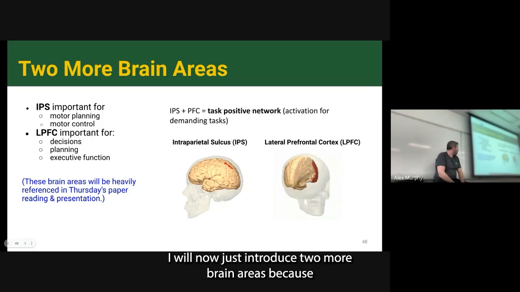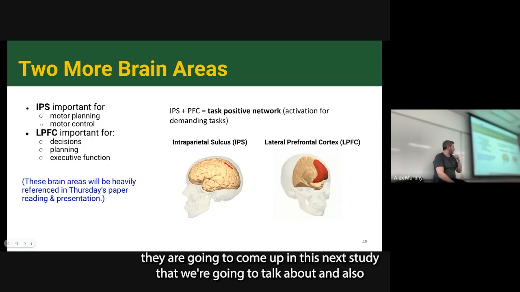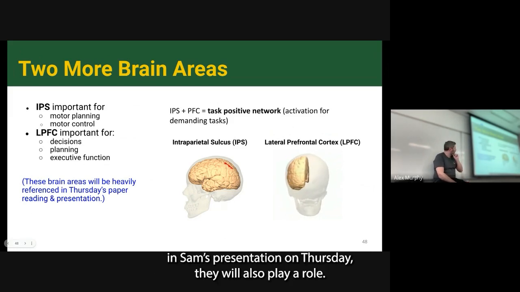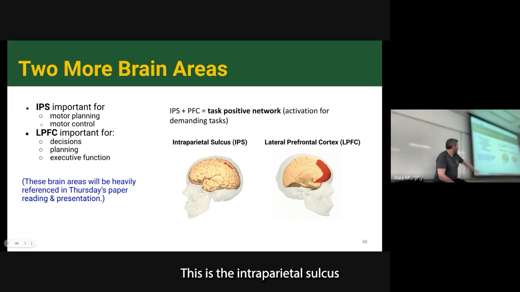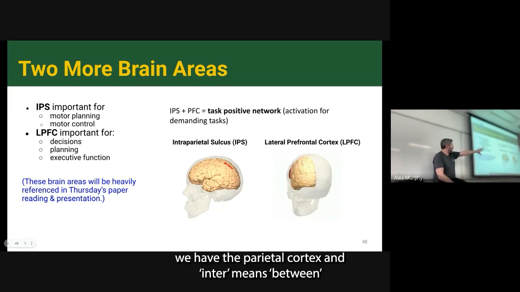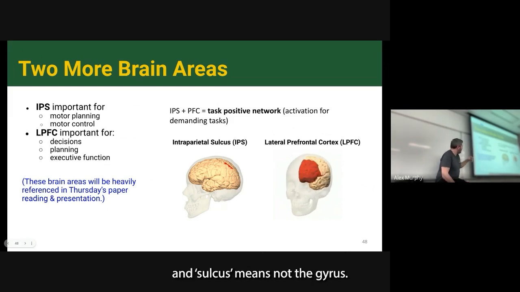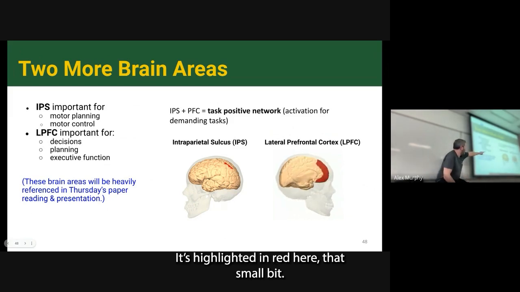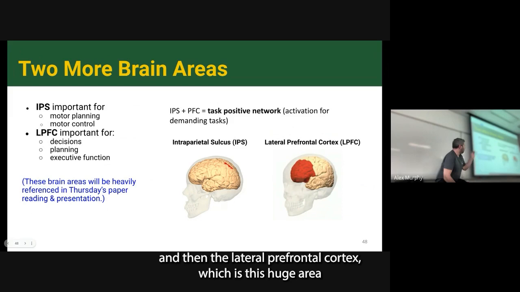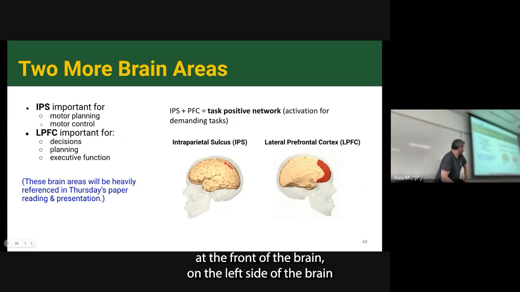I'll just introduce two brain areas because they are going to come up in this next study we're going to talk about, and also in Sam's presentation on Thursday. They will also play quite a role there. So the first one is the intraparietal sulcus. So we have the parietal cortex, and intermediate between is the sulcus, not gyrus. And you can see it's highlighted in red there, that small period. And then the lateral prefrontal cortex, which is this huge area at the front of the brain on the side of the brain, the left side, yeah.